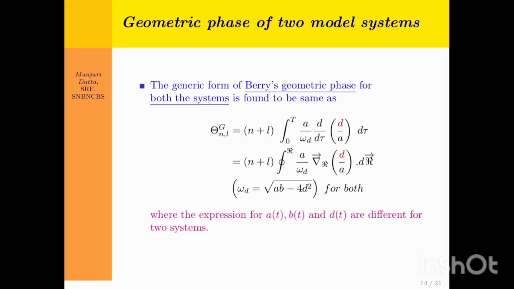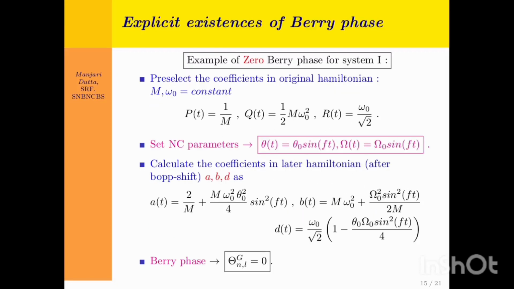Now the generic form of the Berry phase structure for both systems is here. It is the same. But we should always remember that the difference is hidden inside these time dependent parameters, which we have discussed earlier. Now we are going to verify the explicit existence of this phase for both systems. We will show just a single example for each system, as these are enough to draw the main conclusions of our work.